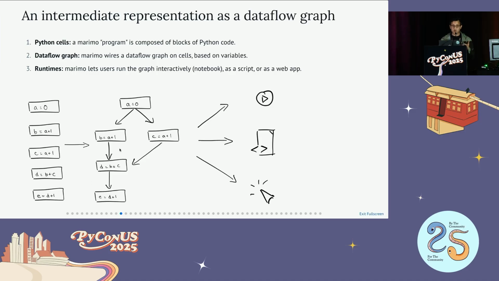Once we have this model of the user's code, we can use this to power different ways of interacting with code. So it's this graph that powers all 3 of those modalities that I showed you. It's this graph that powers the reactive notebook, it powers running notebooks as scripts, and it powers using notebooks as web apps.